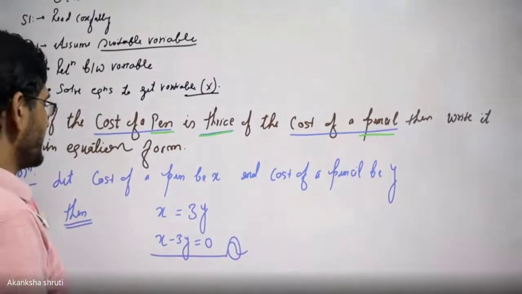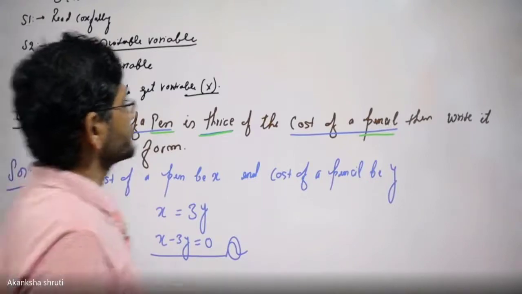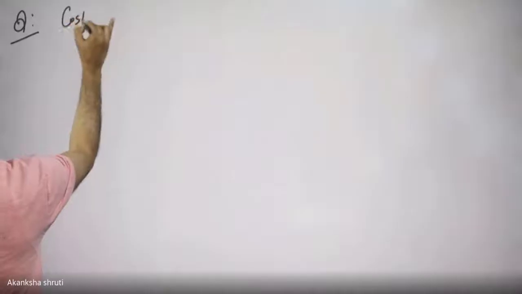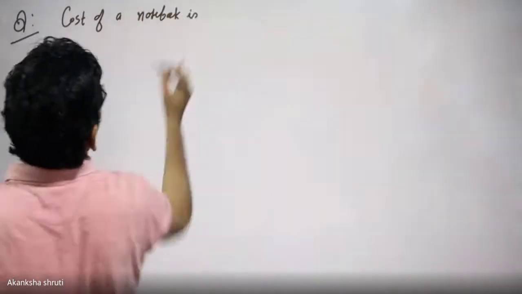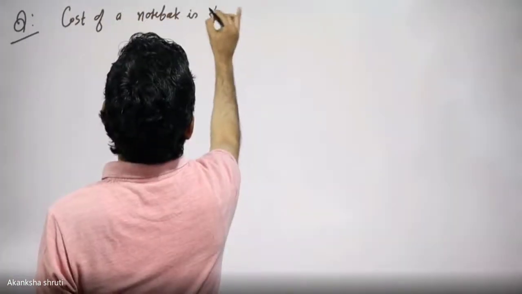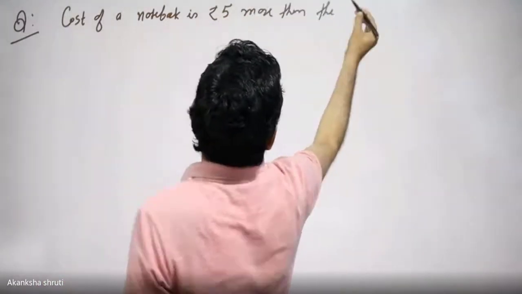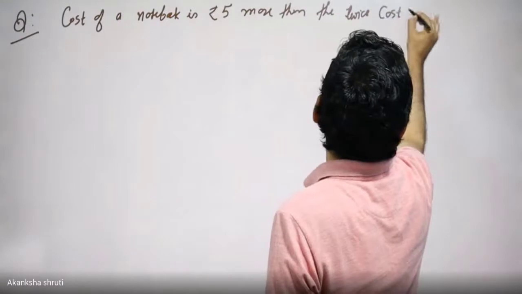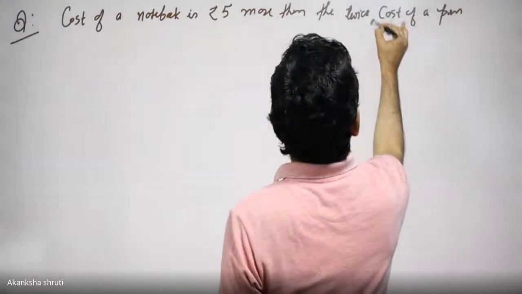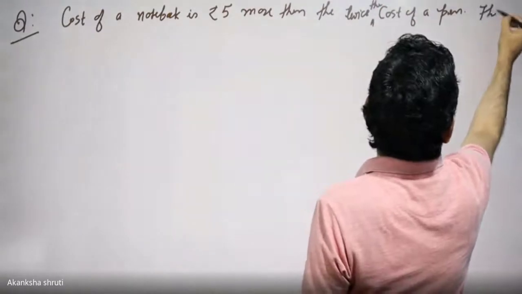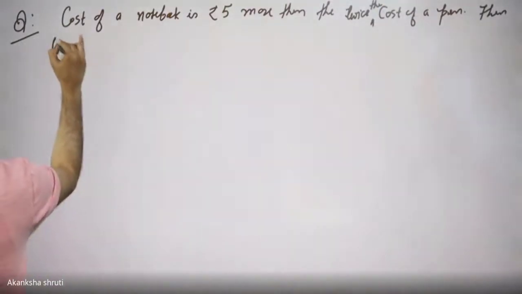Students, there may be some constant or some other relation. Let us take one more question. The cost of a notebook is ₹5 more than twice the cost of a pen. Twice the cost of a pen. Then write it in equation form.